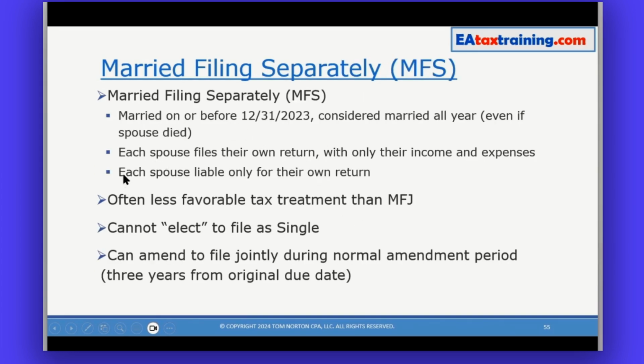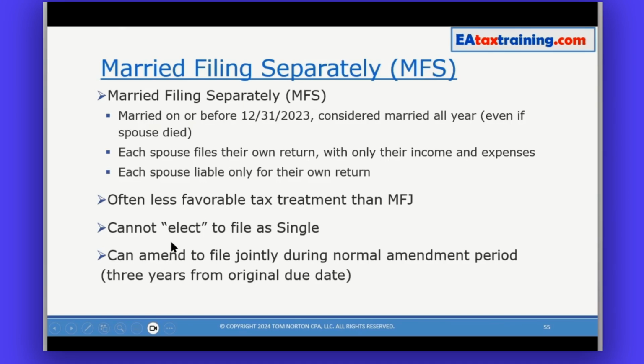So now let's talk about married filing separately. Same rule about being married. You are either married on December 31st of 2023 or you are not married on December 31st of 2023. If you are married, then you either have to file jointly or separately, with one minor exception that we'll talk about on head of household. In this case, each spouse files their own return and they only count their own income and expenses, and they are only liable for the amounts on their own returns. It's usually less favorable tax treatment than married filing joint.